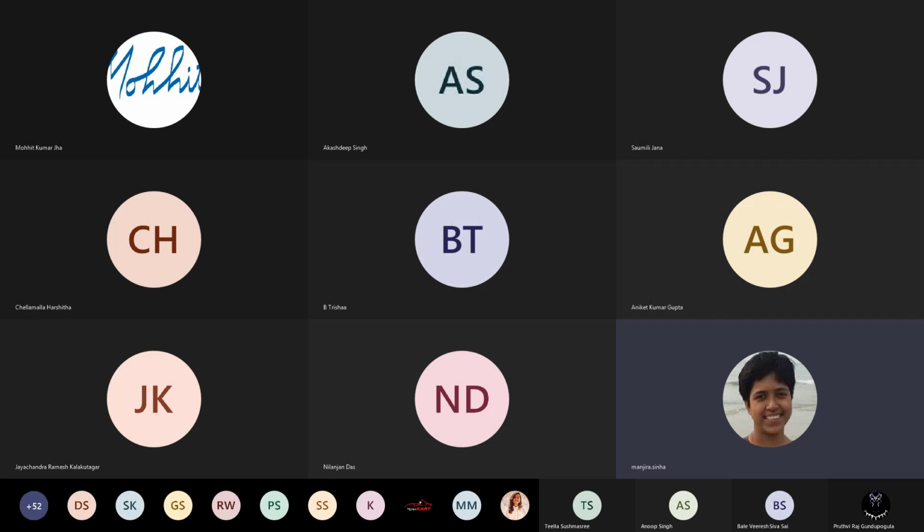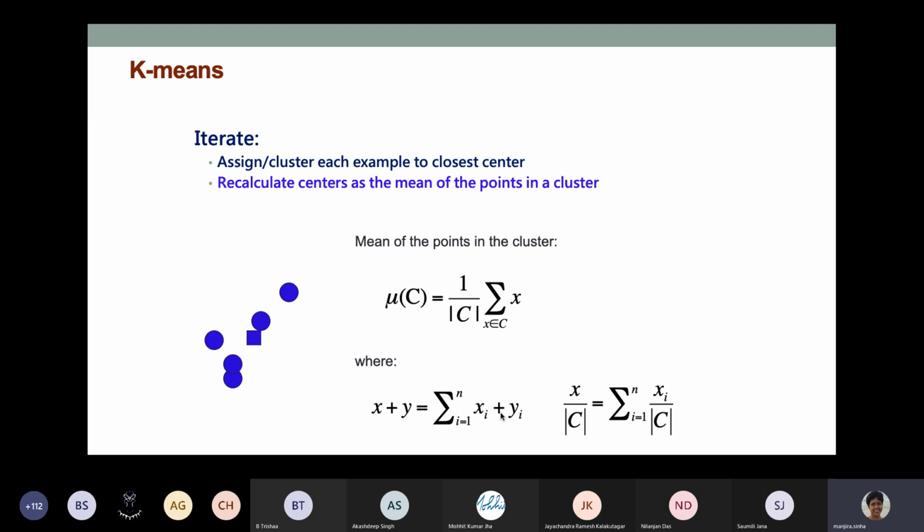y1, x2 plus y2, x3 plus y3, x4 plus y4, ... xn plus yn. That will be my resultant vector. Okay. Now, how do I take a mean? Means averaging. So I take the size of the cluster as the mean. So if you see, this will again be an n-dimensional vector. So this is my cluster center.